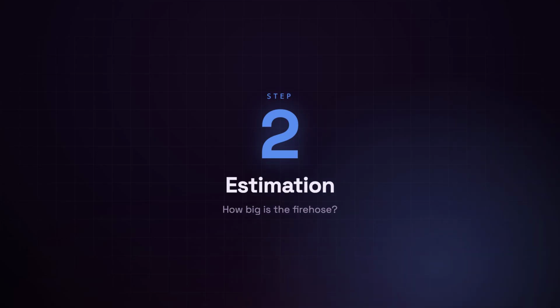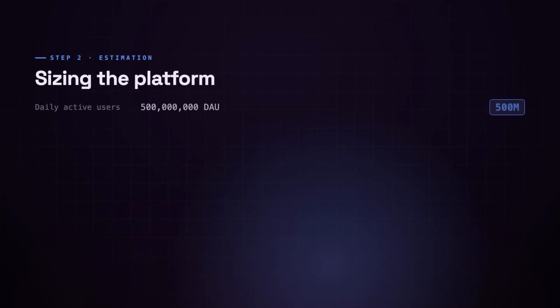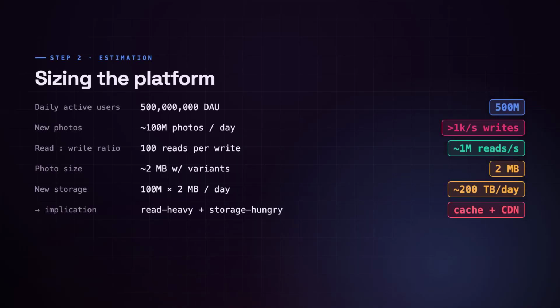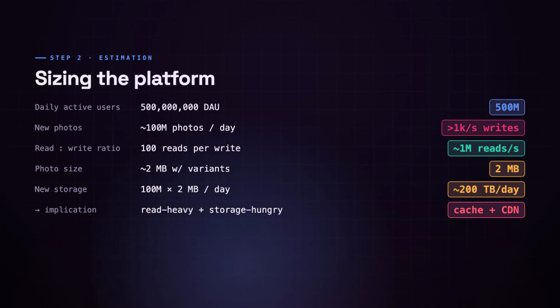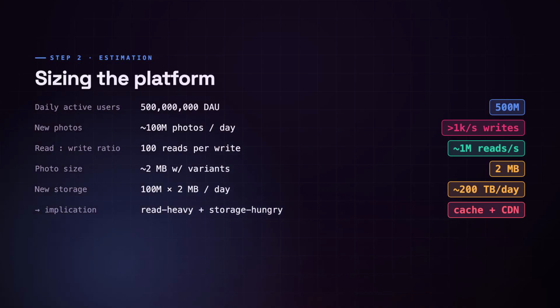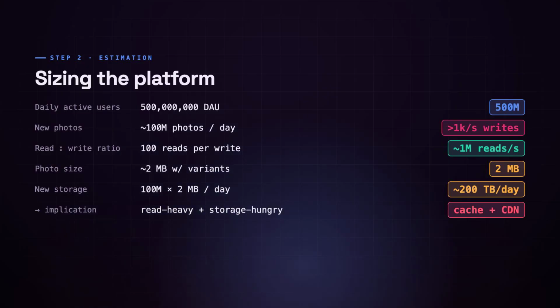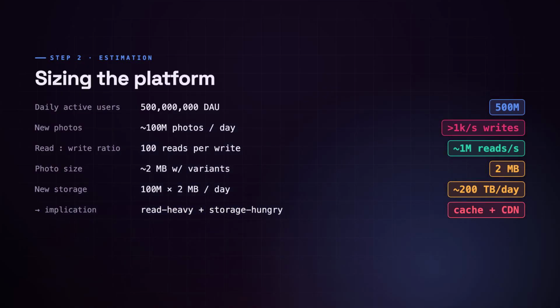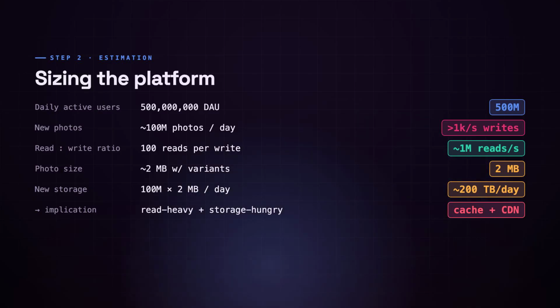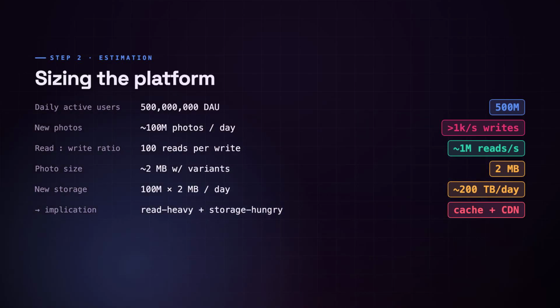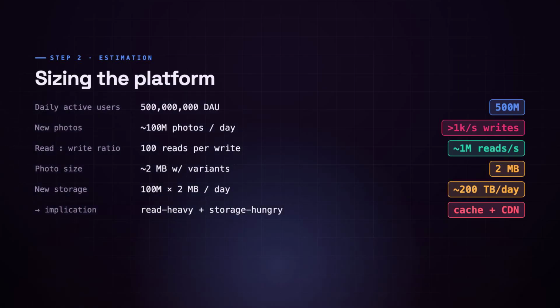Step 2, estimation. Let's do quick back of the envelope math to feel the scale, because the numbers will justify our whole design. Say we have 500 million daily active users. If even a fraction post, that's roughly 100 million new photos every day, which works out to over 1,000 uploads per second. But reads dwarf that. With a 100 to 1 read to write ratio, we're serving on the order of 1 million feed reads per second at peak. On storage, if an average photo plus its resized versions is around 2 megabytes, 100 million photos a day is about 200 terabytes of new images every single day. The takeaway: this is a read-heavy, storage-hungry firehose, and that demands aggressive caching and a content delivery network.